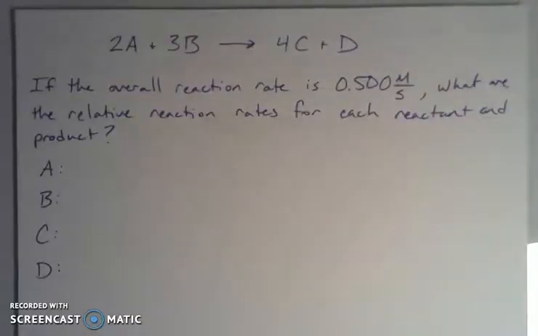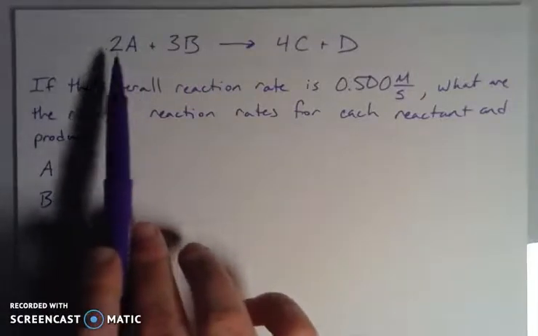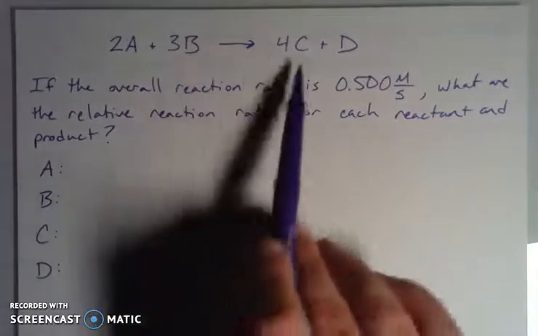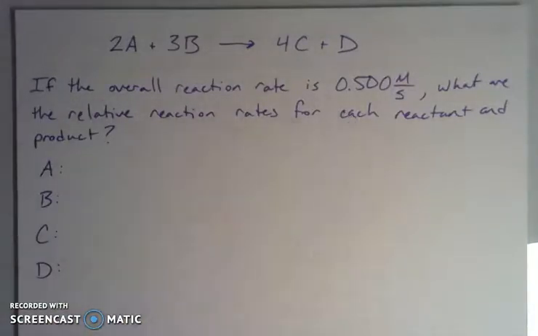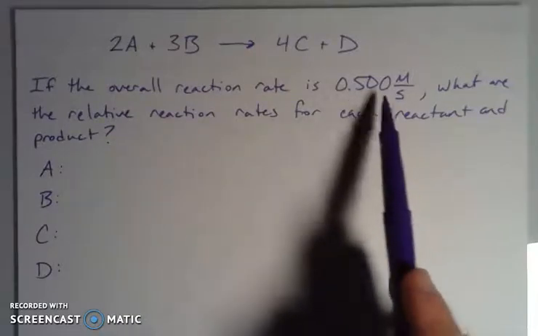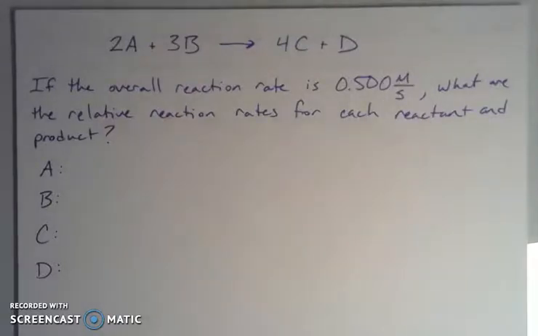So let's do this generalized example, because sometimes it's easier to just take the chemistry out of it. Let's call these reactants A and B, and my products C and D. If I have an overall reaction rate of, and again, the overall reaction rate is always going to be positive, 0.500, and my units are molarity per second, which is a change in concentration over a change in time. What are the relative reaction rates for each of the reactants and products?